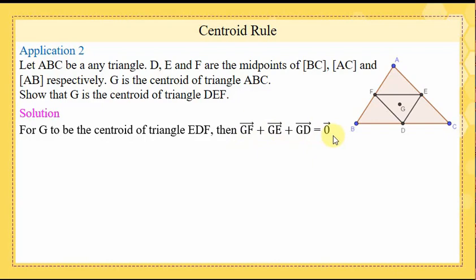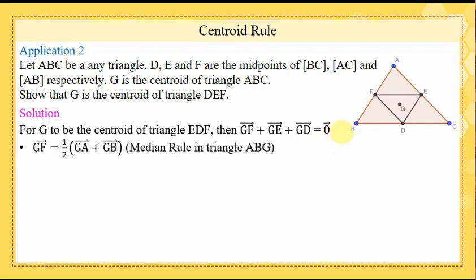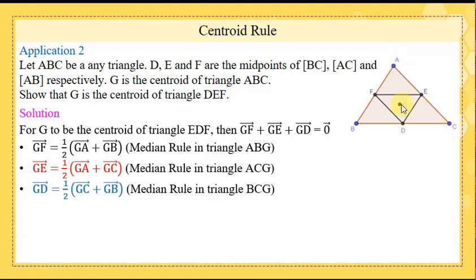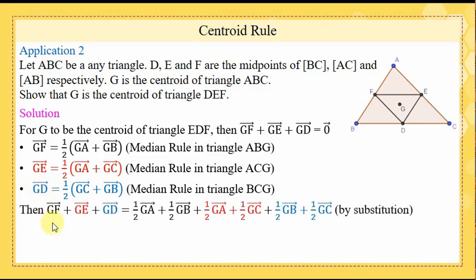We will start with the equalities we know from the midpoint rule. GF vector equals half of GA vector plus GB vector. Here is GF vector. So GF vector equals half of GA vector plus GB vector. Also we have GE vector equals half of GA vector plus GC vector, and GD vector equals half of GB vector plus GC vector. We will add these equalities to get the following equality here.